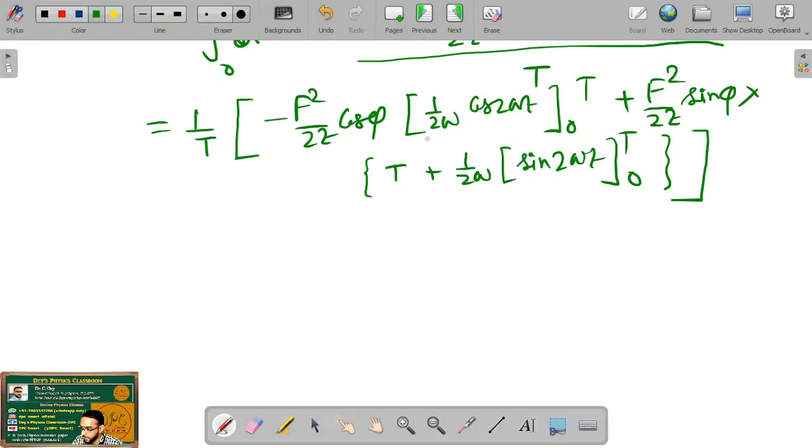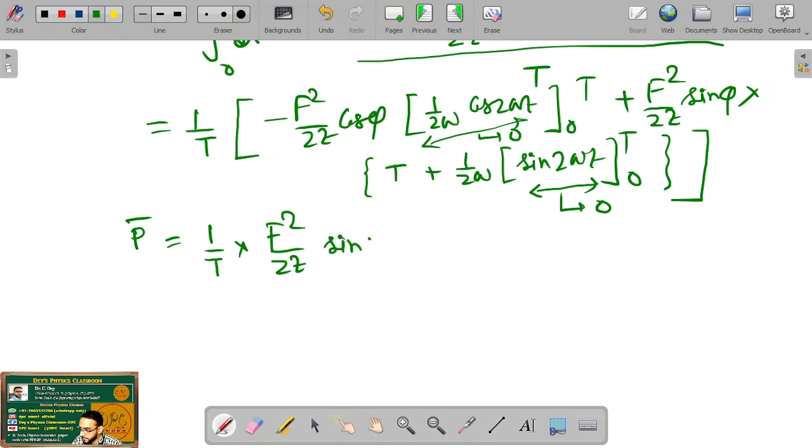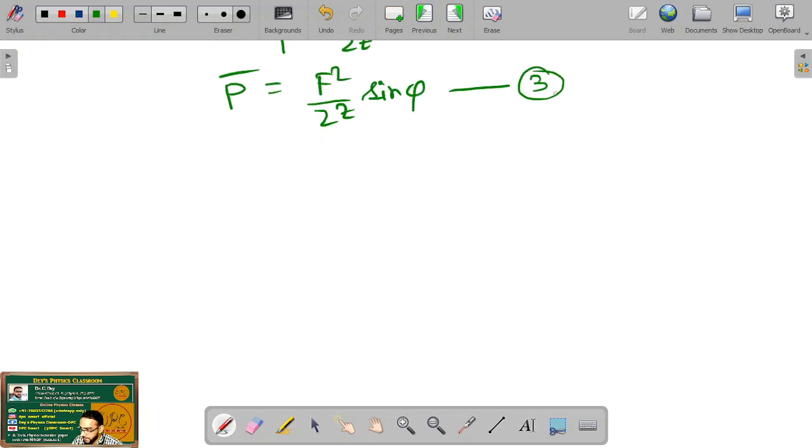Now after putting the limit, this term would be 0, and similarly this term will also be 0. So finally we get p bar, or average power, that is 1 by T into f square by 2Z sin phi into capital T. T cancels out, that is f square by 2Z into sin phi. So this is the expression for average power. We take it as equation 3.